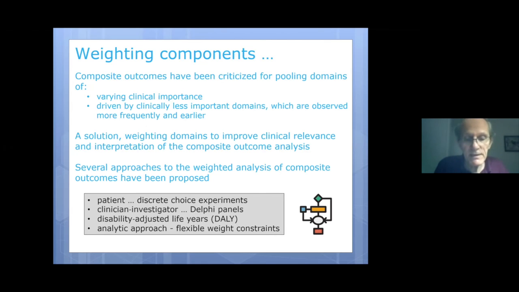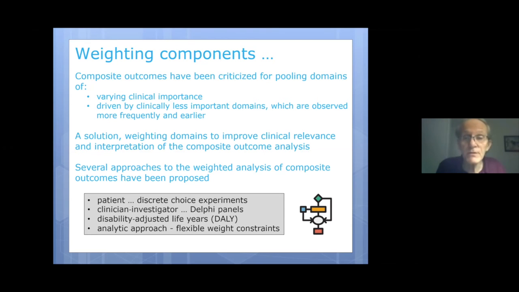How can a weighting scheme which considers different weights for the domains be determined? First, composite outcomes have been criticized for pooling domains of varying clinical importance, or being driven by clinically less important domains which are observed more frequently and earlier. A solution is weighting domains to improve the clinical relevance and the interpretation of composites.